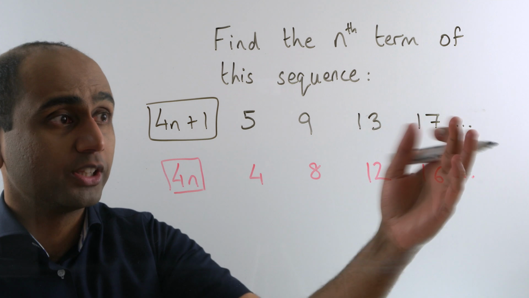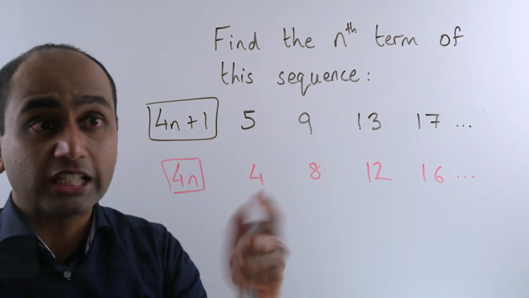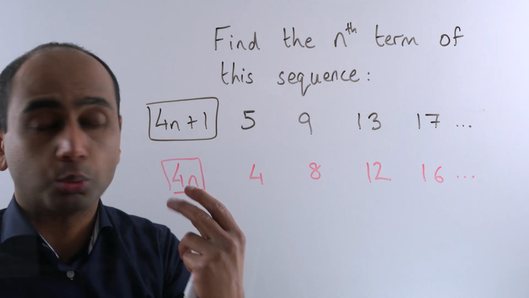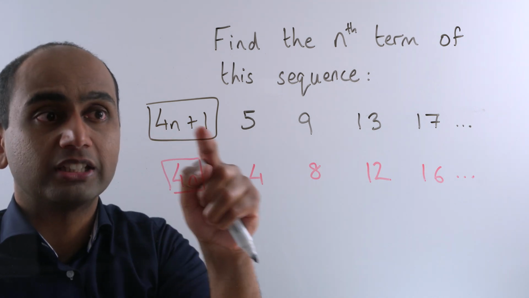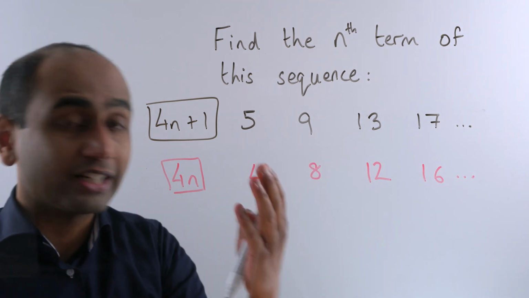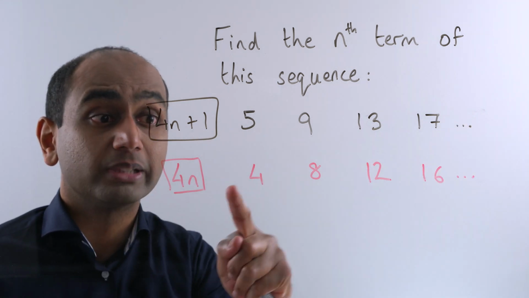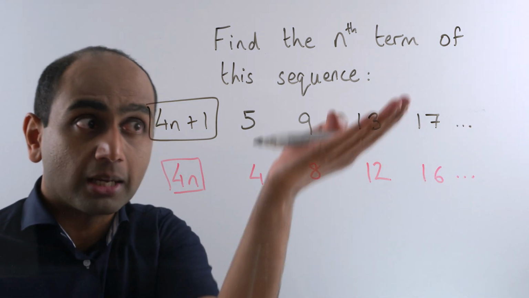Let's just check it works with these. Let's take, say, the third term. If n was 3, we'd have 4 times 3, which is 12. That's that number there. And then we need to add 1, and that would give us 13. So it works when n is 3, and in fact that's going to work for any particular value for this sequence. This sequence is simply our 4 times table shifted up by 1.